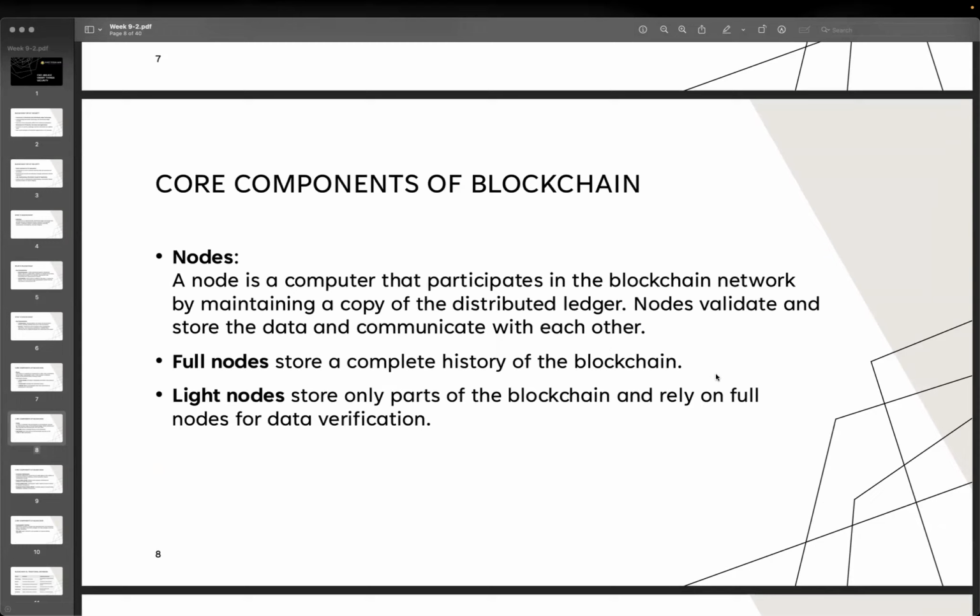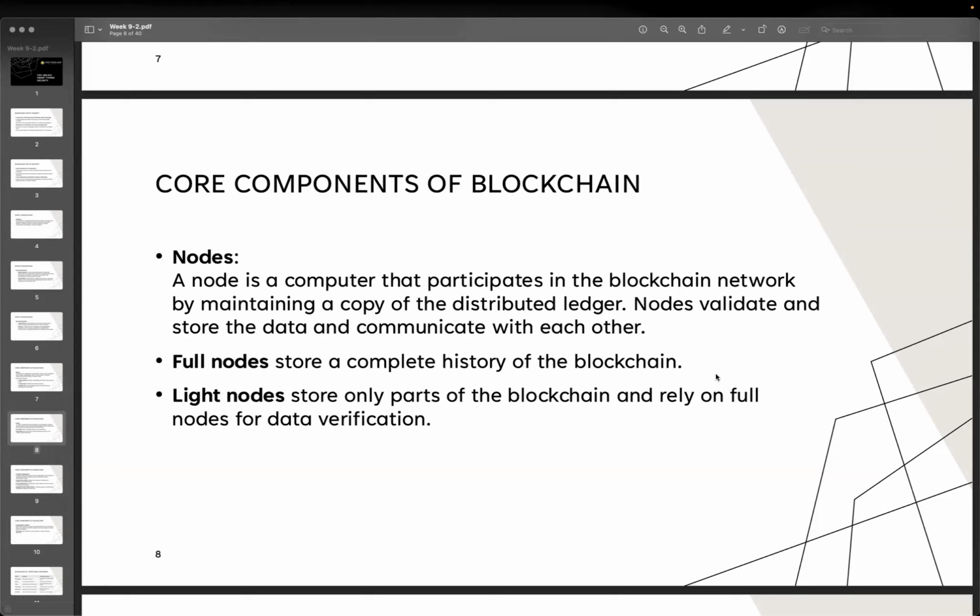If we have a full node, that means it will store the complete history of the blockchain. And if there's a light node, in the term light node, we will only store part of the blockchain. So maybe they will rely on some full nodes for the data verification, okay. And there will be two more types of nodes.